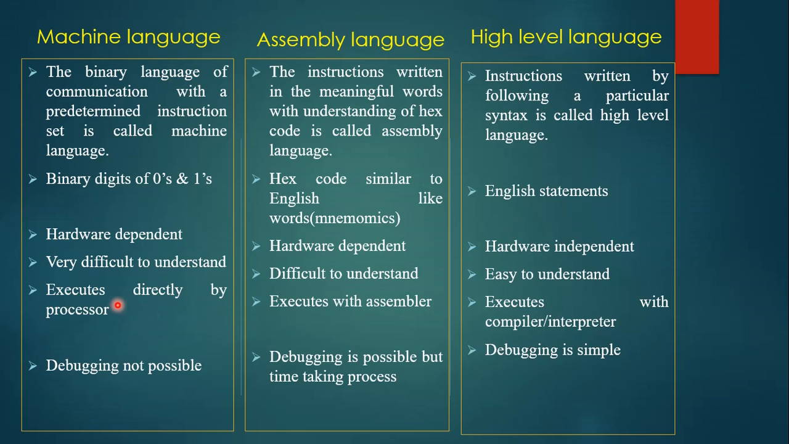Machine level language executes directly by processor. Assembly level language executes with assembler. High level language executes with compiler or interpreter. Machine level language debugging is not possible. Assembly level language debugging is possible but a time taking process. High level language debugging is simple. It is the overall concept about the machine level language, assembly level language, high level language.